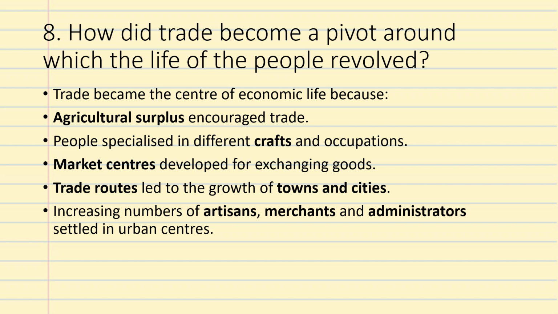So how did trade become a pivot around which the life of people revolved? Trade became the center of economic life because agricultural surplus encouraged trade. People specialized in different crafts and occupations. Market centers developed for exchanging goods. Trade routes led to the growth of towns and cities. Increasing numbers of artisans, merchants, and administrators settled in urban centers.